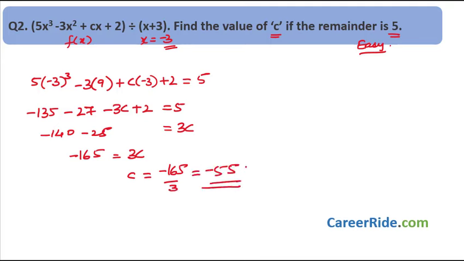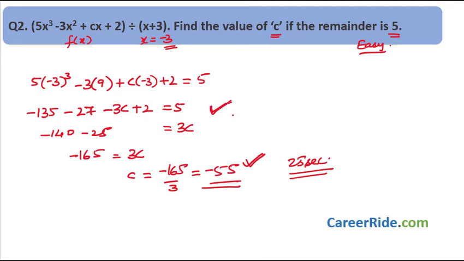See how easily I found out the value of C by making use of the remainder theorem. Very easy concept, very easy trick which can help you solve the questions in just maybe 20-25 seconds. Again I'm telling you, I took the time because I was explaining the things. Otherwise, I would simply jump straight to this step, right?